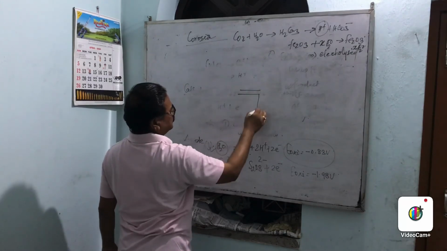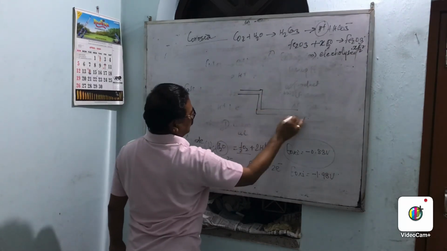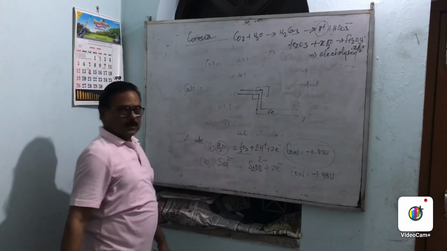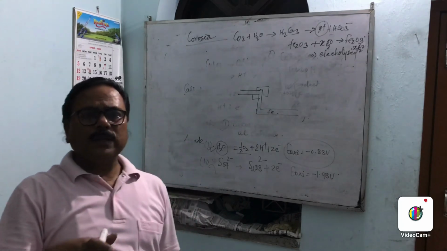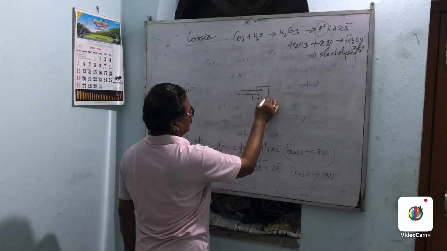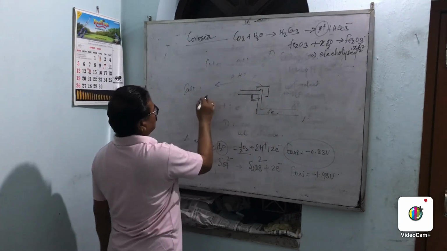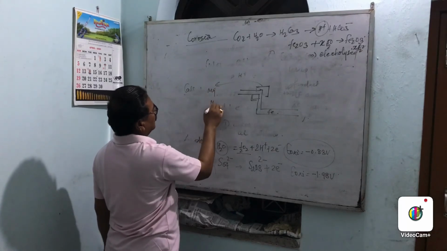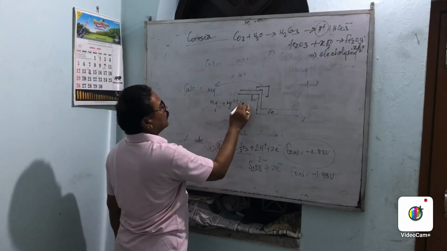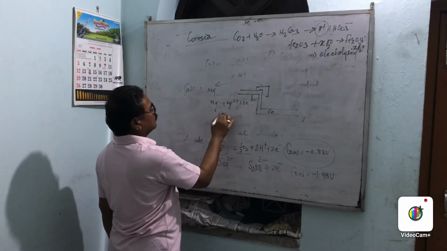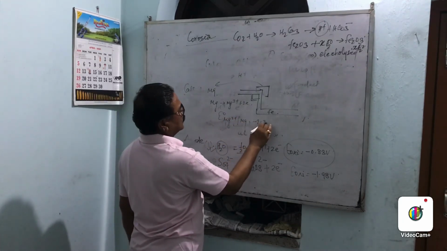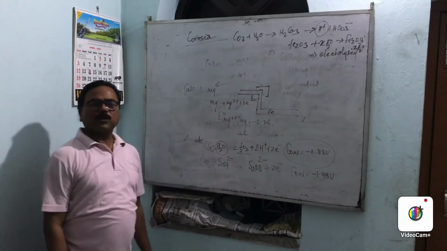Suppose this is an iron pipe, underground, and somewhere it is exposed. The exposed portion has more chance of being rusted. So what will we do? We place a plate of a more reactive metal, say magnesium. This magnesium will get oxidized. Why? There is a simple reason: E° of Mg2+/Mg is -2.36 volt, so it can easily be oxidized.